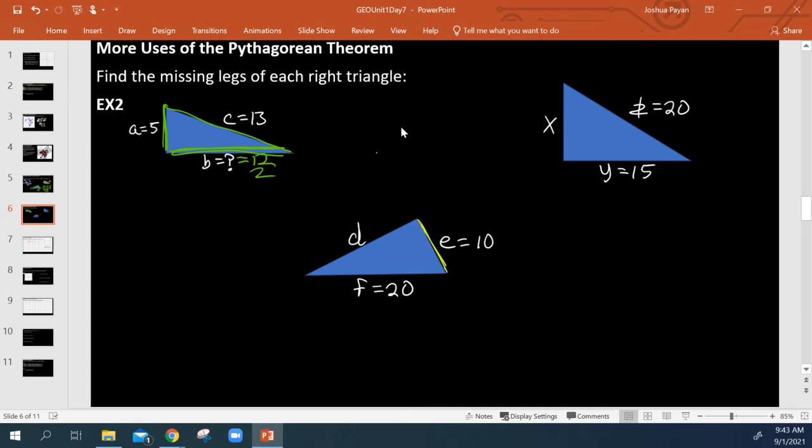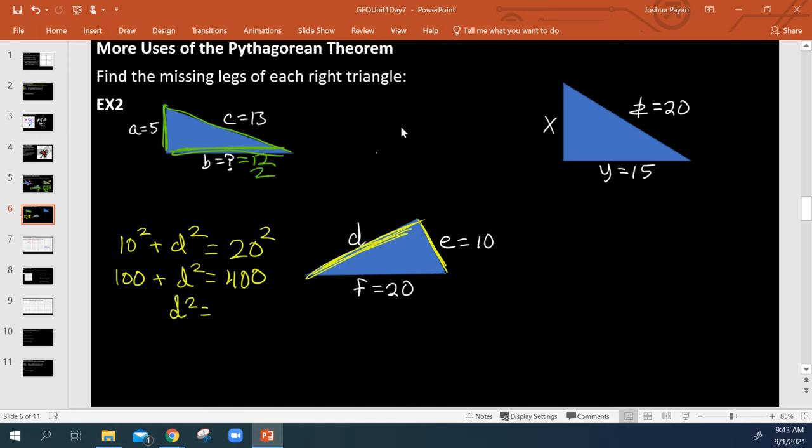Okay, another example. So again, I have a missing leg instead, right? So leg squared plus leg squared equals hypotenuse squared. So I have 100 plus unknown d squared equals 400. Okay? D squared will be equal to 400 minus 100, so that'd be 300. Square root of both sides, d is equal to the square root of 300.